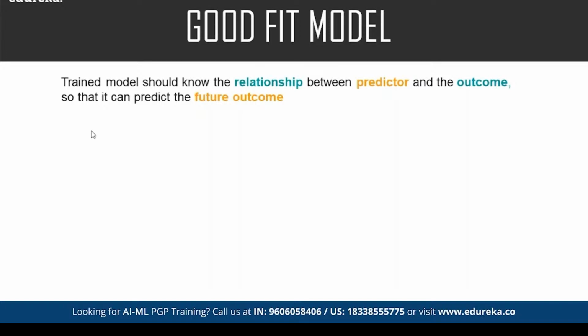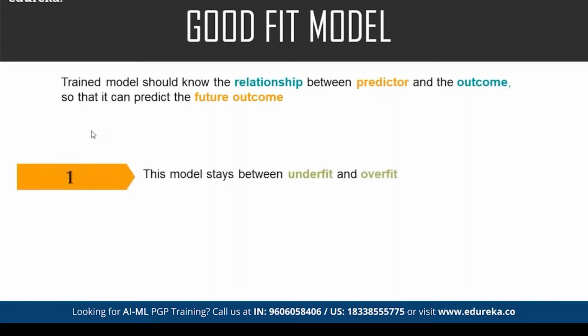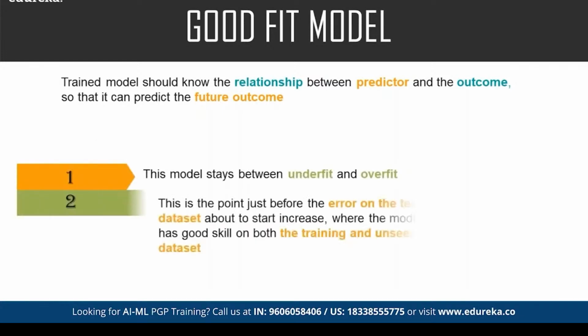This type of model stays between underfit and overfit, because we have chosen the right data set for evaluating the model. This is the point just before the error on the test data set rises, and it is a good fit on both the training and unseen data sets, which means we get the same result on the new data set as we did with the training data set.